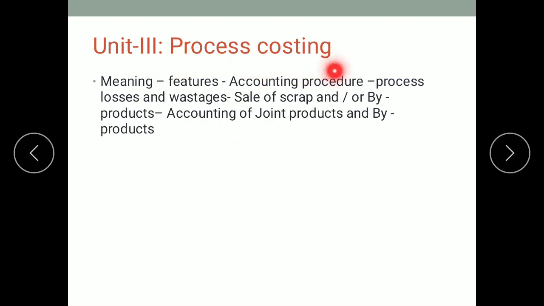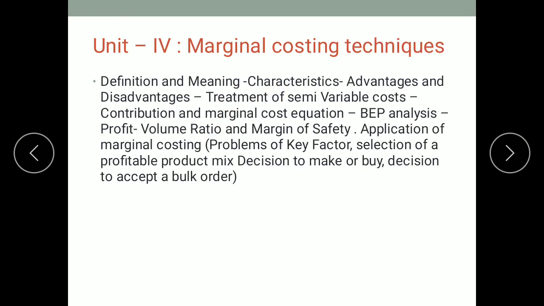The third unit, as I said, is process costing. The meaning, features, accounting procedure, process losses and wastages, sale of scrap or treatment, we can say, and byproducts, accounting of joint products and byproducts. So it is a little lengthy, but easy to understand.